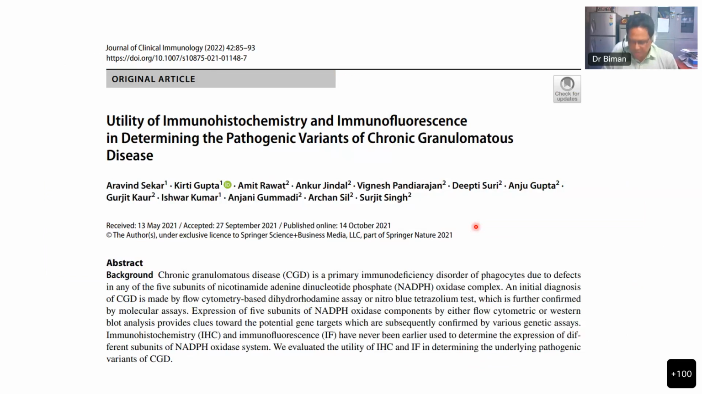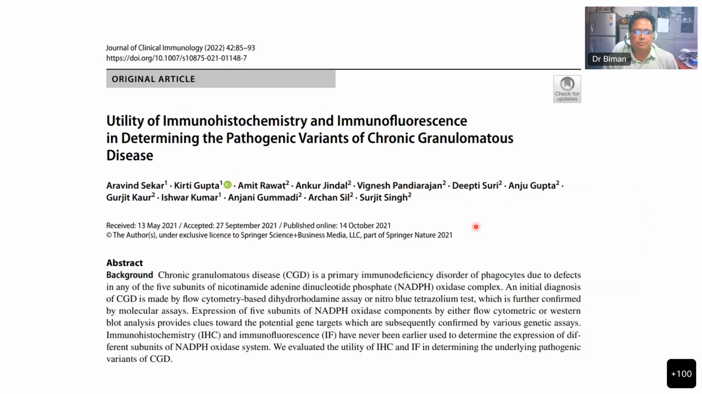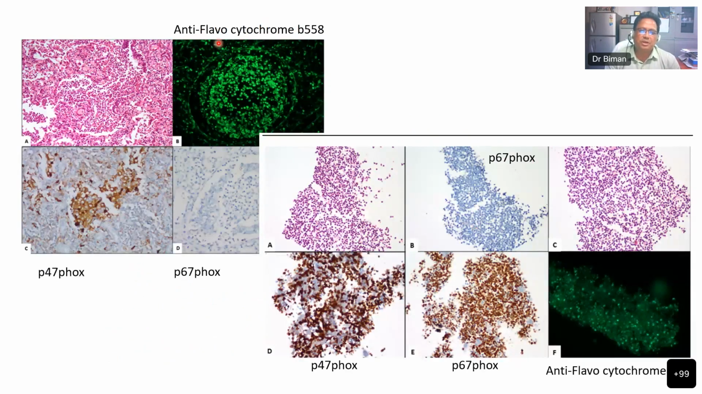For now, all these investigations are done by flow cytometry. So for a pathologist, if you do an autopsy of a CGD patient and you don't have the investigations during life and the patient succumbs to the illness, can we do anything as pathologists? This was a very beautiful paper from our center where they have shown that immunohistochemistry can also be done in tissues to diagnose CGD, and they have beautifully shown staining with cytochrome B558 or P47 or P67.